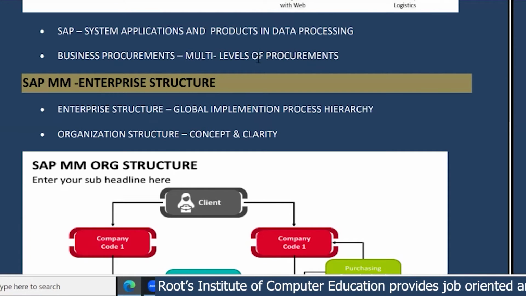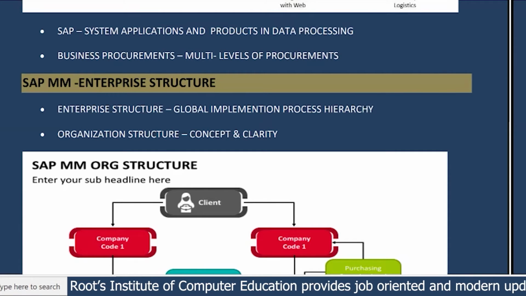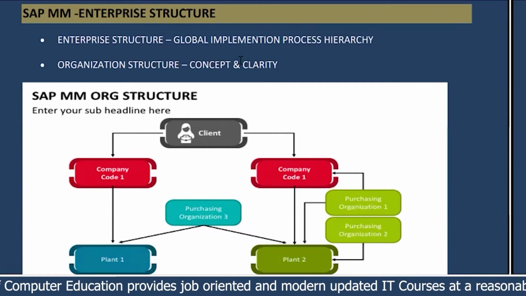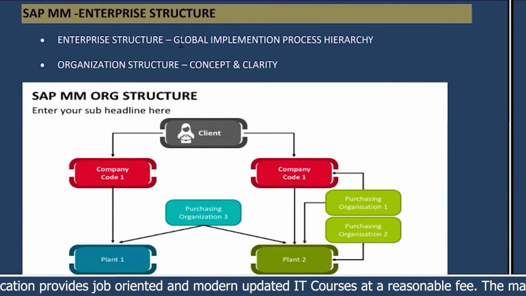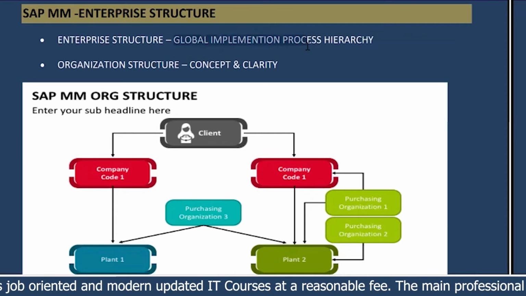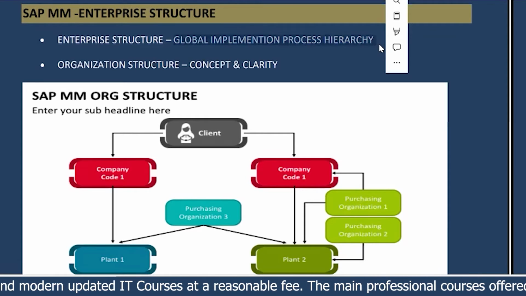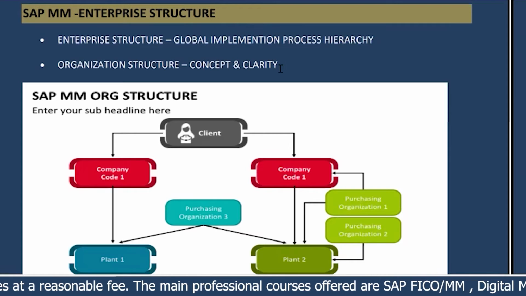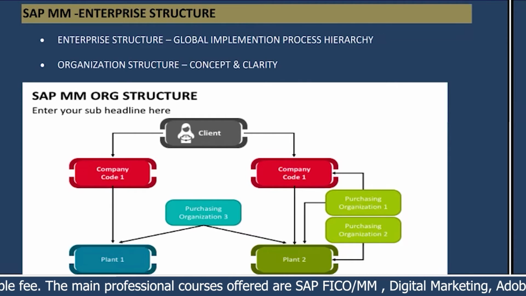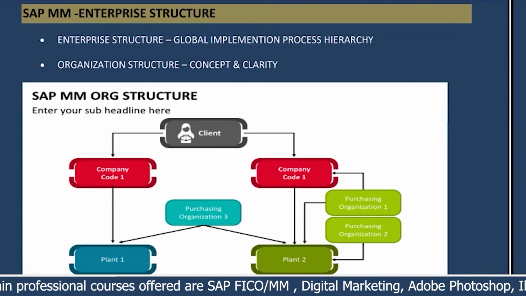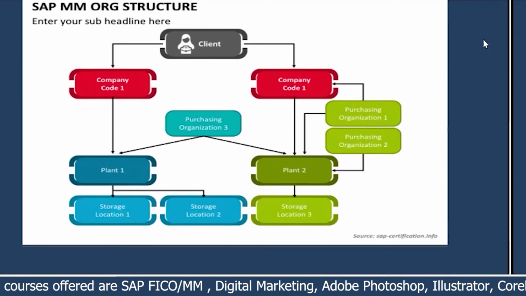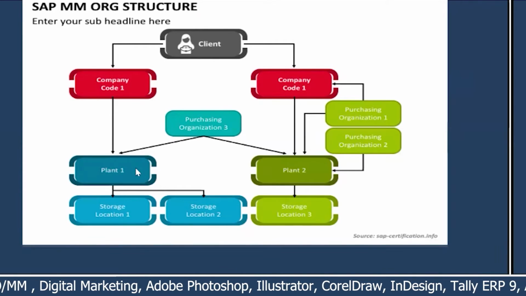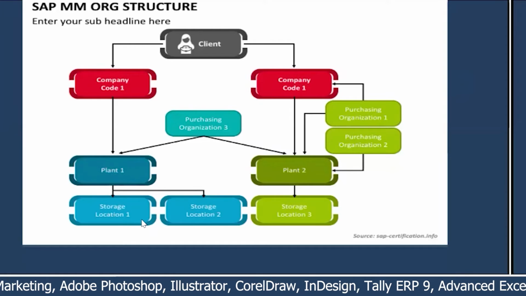Okay, and then we have the SAP MM enterprise structure, which is a global implementation process hierarchy. So we're going to have organizational structure concepts and clarity. Okay, so in the picture you can see the organizational structure. You can see a client, company code, purchasing area, plant, storage area.